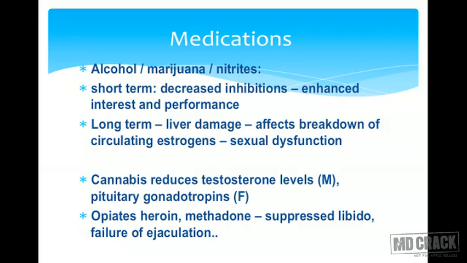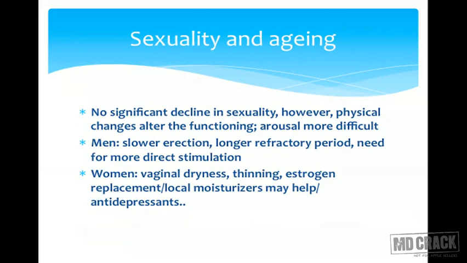Cannabis reduces testosterone levels in males. It inhibits the pituitary gonadotropins in females, so it's going to suppress sexual function. And opiates like heroin and methadone also suppress the libido and can lead to failure of ejaculation. As far as aging is concerned, there is no significant decline in sexuality with aging. However, the physical changes alter the functioning, and this is why arousal becomes more difficult at an older age. In men, there is a lower erection, a longer refractory period, and a need for more direct stimulation.